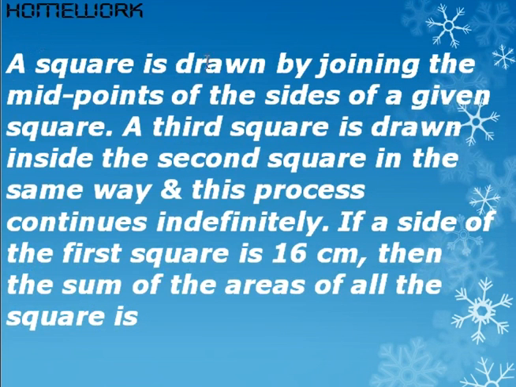So this is our question. A square is drawn by joining the midpoints of the sides of a given square. A third square is drawn inside the second square. In the same way, this process continues indefinitely. If a side of the first square is 16 centimeters, then the sum of the areas of all the squares is. So we have a square of 16 centimeters each side, and we have another square, which comes by joining the midpoints of all the four lines, and inside that the same process goes on and on until we get a tiny square which has a negligible value.